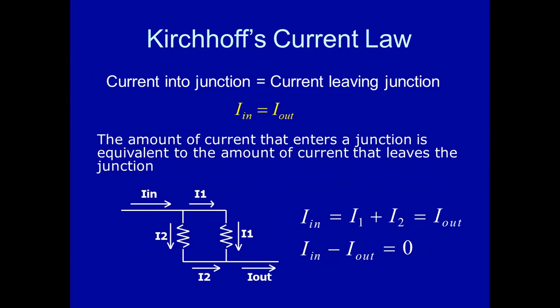As you can see here, for Kirchhoff's current law, current into a junction is equal to current leaving the junction. I in is equal to I out. The amount of current that enters the junction is equivalent to the amount of current that leaves the junction. In the diagram, your I in is equal to the summation of I1 and I2. To determine your I out, you equate it to your I in. Hence, the difference between the entering current and the exiting current is equal to 0.